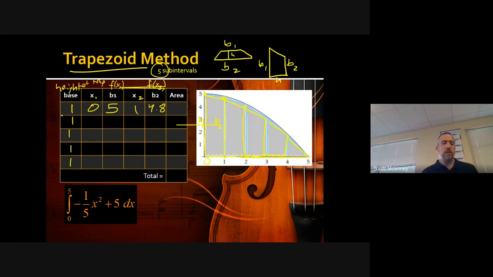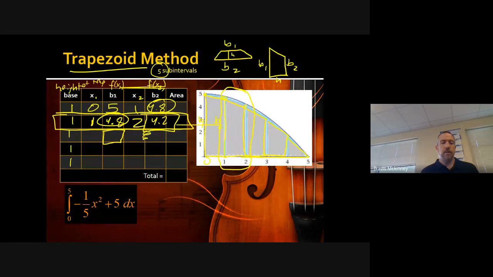So then the next trapezoid is going from 1 to 2. So we're looking at this one right now. So X is 1 to X is 2. We already know this value. And then if I plug in 2, we'd get 4.2. And when you're filling out the trapezoid table, you should notice that this value is the same, and then this value is the same, and then this value is going to be the same as that value, and this value is going to be the same as that value. Because each side gets used in two different trapezoids. They get used in the trapezoid on the left and the trapezoid on the right.